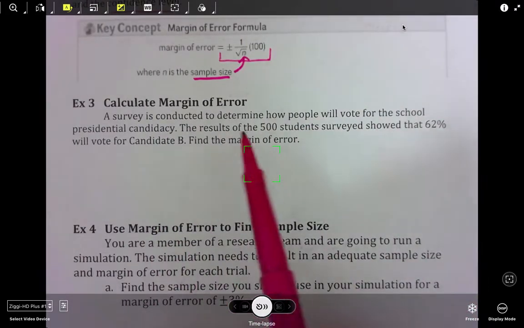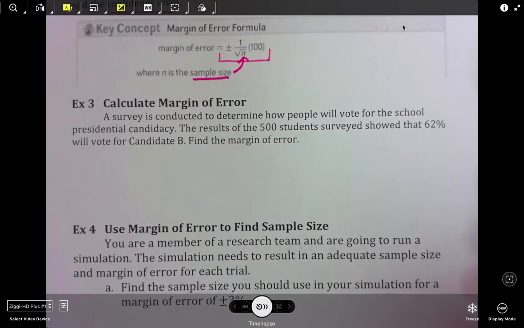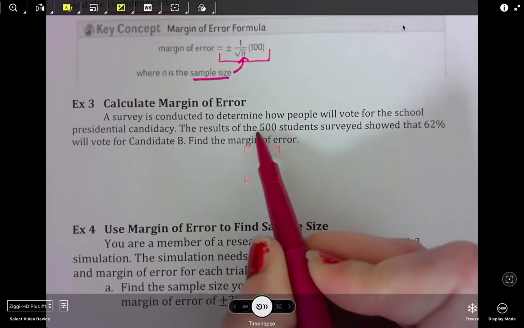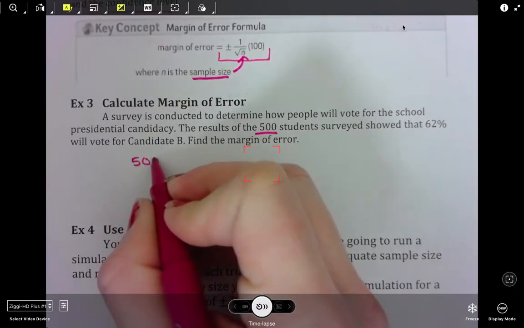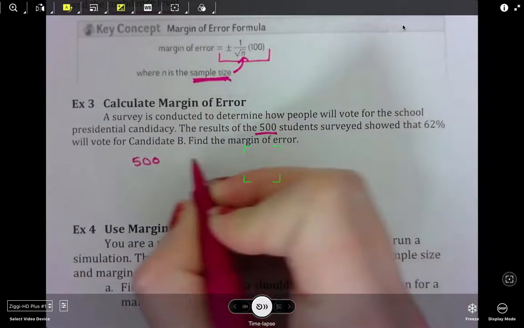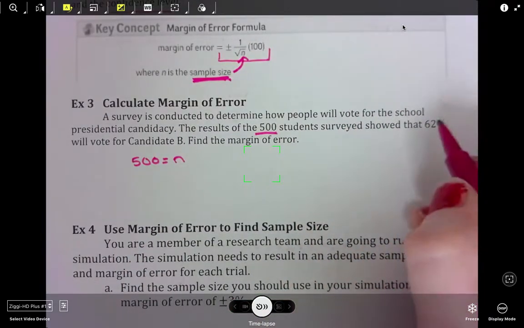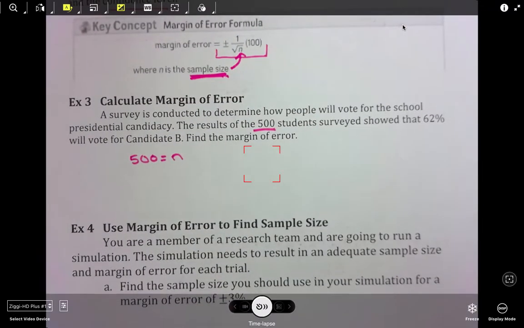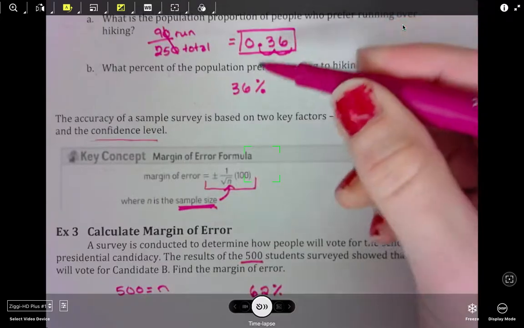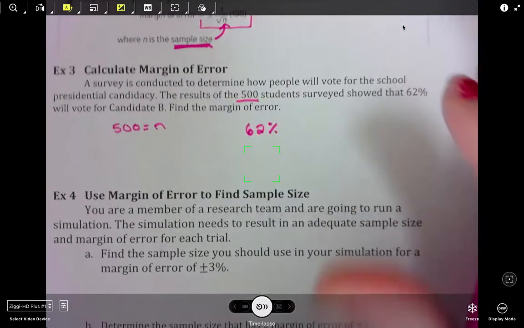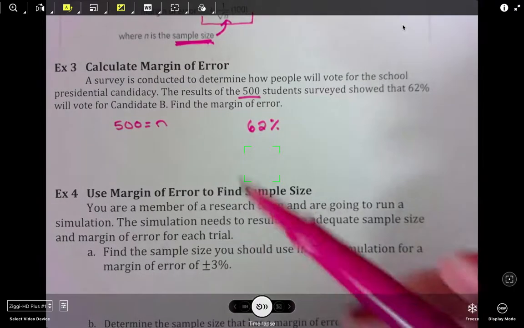A survey is conducted to determine how many people will vote for the school presidential candidate. The results of the 500 students, I'm going to write that down. 500 is my sample size, so 500 is equal to n. Students surveyed showed that 62% will vote for candidate B, whoever that is. So our results say 62%, kind of like up here our results said 36%. So we're trying to determine how far off is 62%, okay?